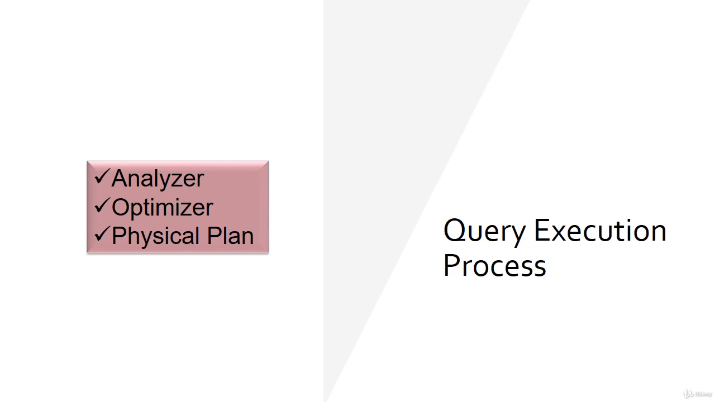The optimizer is responsible for generating an optimized logical plan for the analyzed logical plan. Optimization is done by applying rules in batches. Each operation is represented as a tree node in Spark SQL. So when an analyzed plan goes through the optimizer, the tree is transformed to a new tree repeatedly by applying a set of optimization rules.